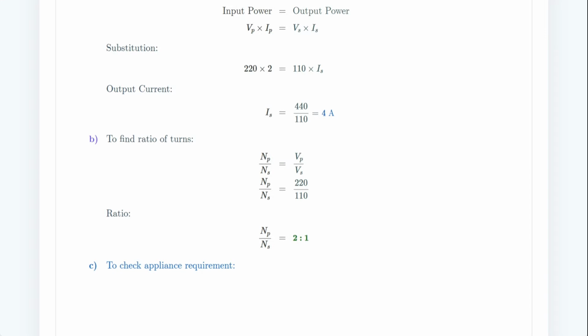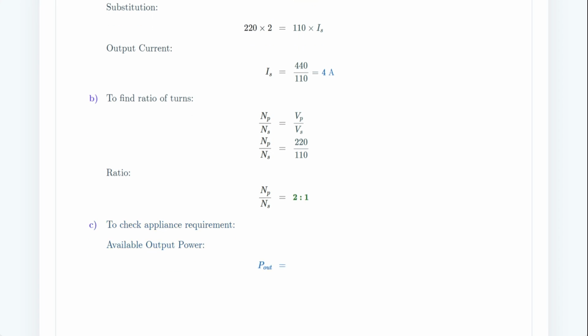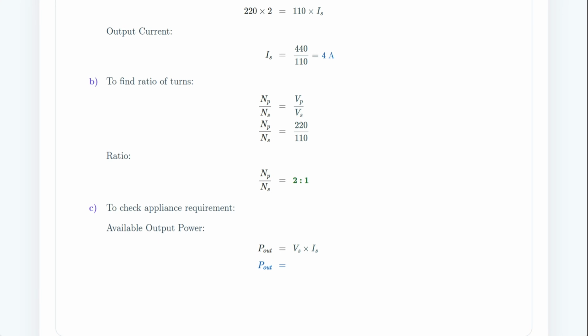To answer part C, we must check the maximum power our transformer can provide at the secondary. The available output power is calculated as the product of secondary voltage times secondary current. From our previous steps, we know Vs is 110 and Is is 4. Multiplying 110 by 4 gives a total available output power of 440 watts.